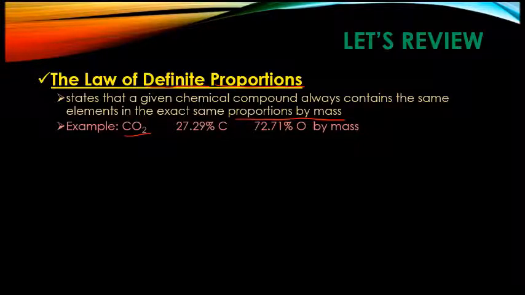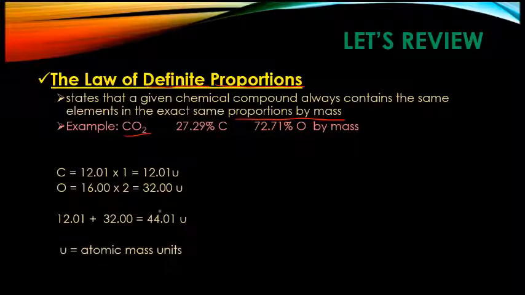Now, how would you calculate this? You would calculate this by using the masses off the periodic table, like carbon right here, 12.01, and oxygen is 16, but there's 2 of them in the compound here, so we would multiply that by 2 to get 32. Now this U here, all that's representing is atomic mass units. It's actually called unified atomic mass units, which is signifying that it's based off the measurement of carbon-12. So whenever you see a U here next to it, you're referring to atomic mass units.